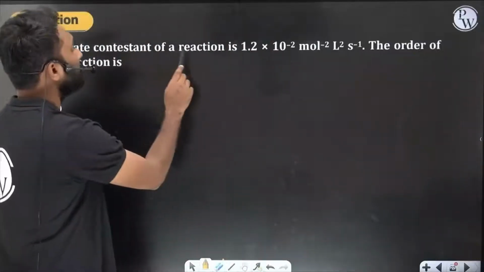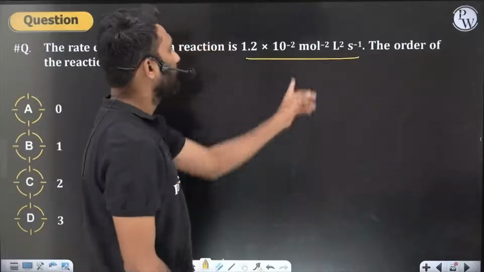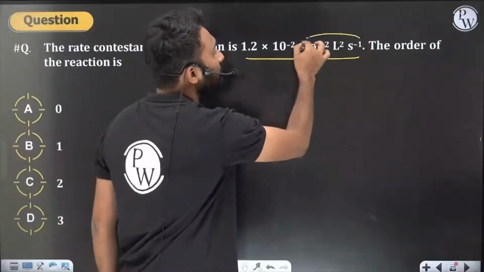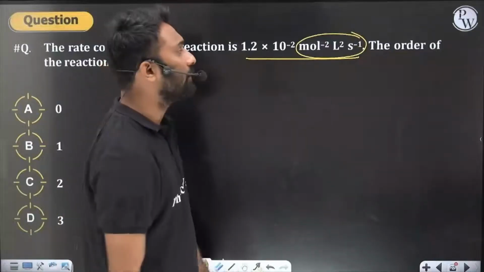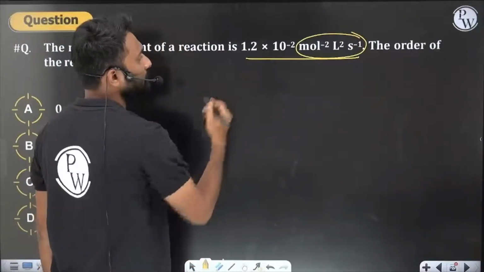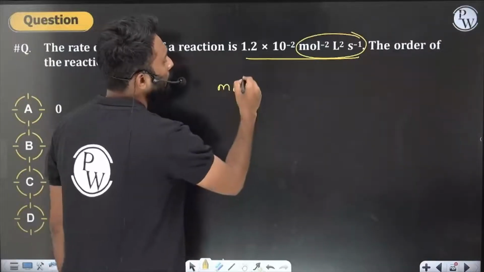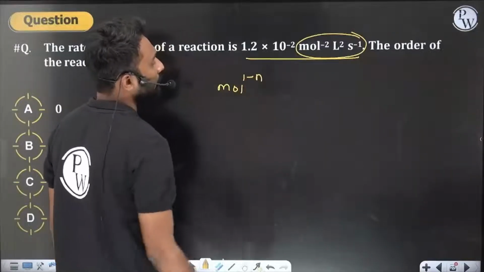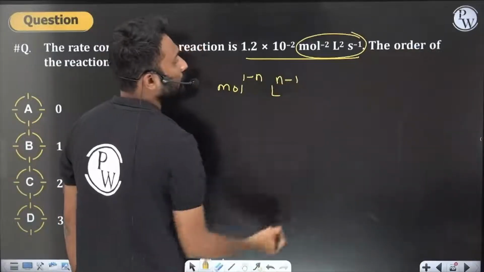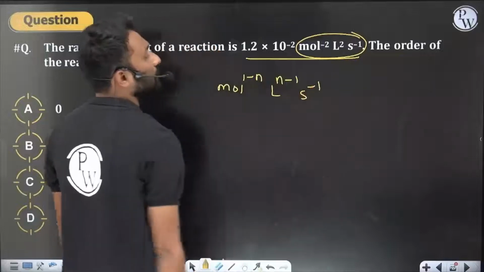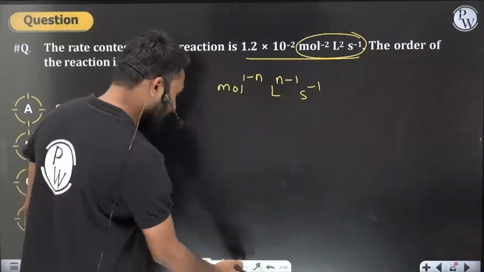Next. The rate constant of the reaction is given with a unit. By seeing this unit, we can identify the order of the reaction. How do we find it? The general expression for the unit will be mol to the power 1 minus n, liter to the power n minus 1, second inverse. By seeing this unit, we can identify the order.